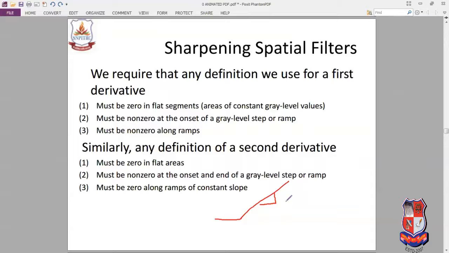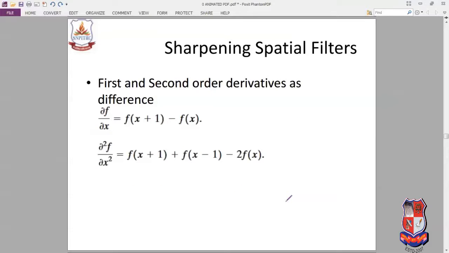Okay, so it must be 0 along the ramps of a constant slope. So these are the conditions which a sharpening spatial filter must follow. Whenever you are designing these filters, we must understand that these must be considered. So this is how we are going to find out the first and second order derivative of the differences.